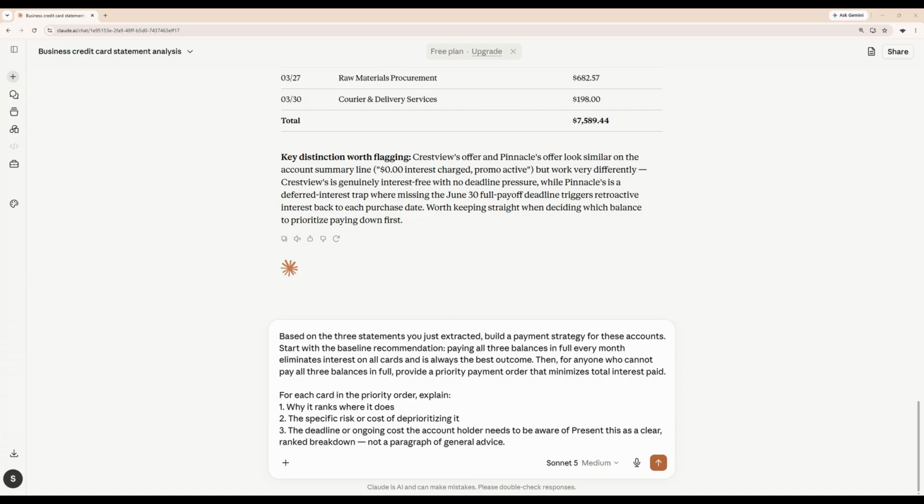Then, for anyone who cannot pay all 3 balances in full, provide a priority payment order that minimizes total interest paid. For each card in the priority order, explain why it ranks where it does, the specific risk or cost of deprioritizing it, and the deadline or ongoing cost the account holder needs to be aware of. Present this as a clear, ranked breakdown, not a paragraph of general advice. Send it.